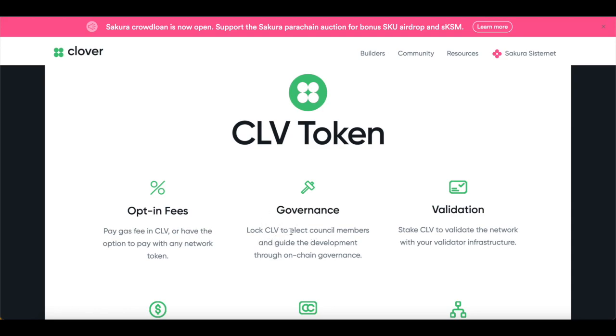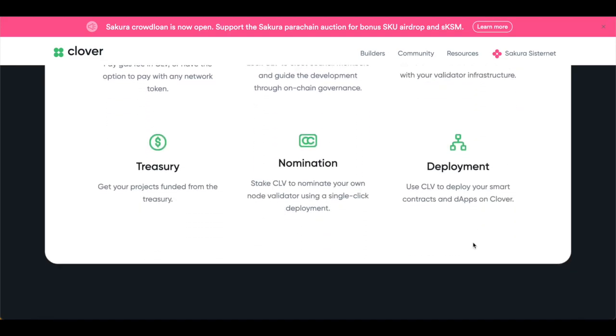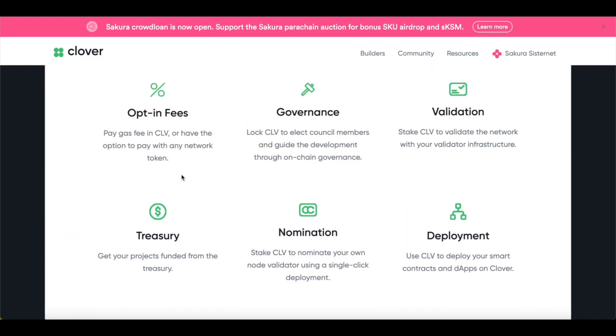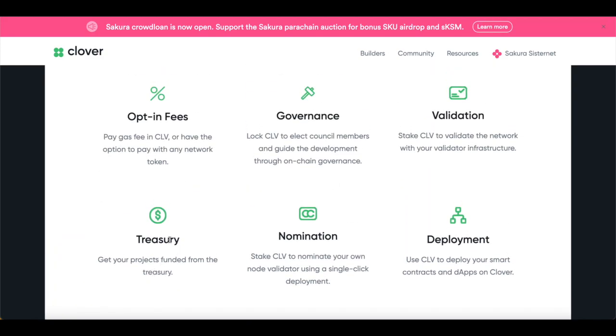Lock Clover to elect council members and guide the development through on-chain governance and validation. Stake Clover to validate the network with your validator infrastructure. Treasury: get your projects funded from the treasury. Absolutely brilliant. So if you have project ideas you want to get off the ground, you can actually get that funded through the treasury of Clover.